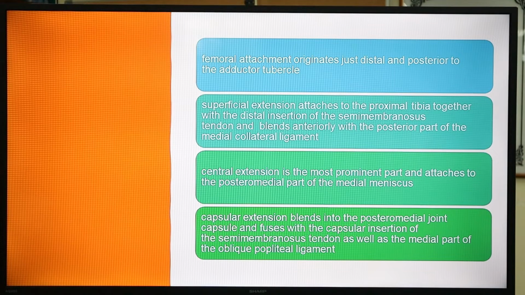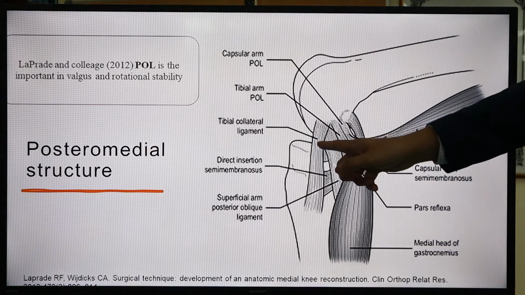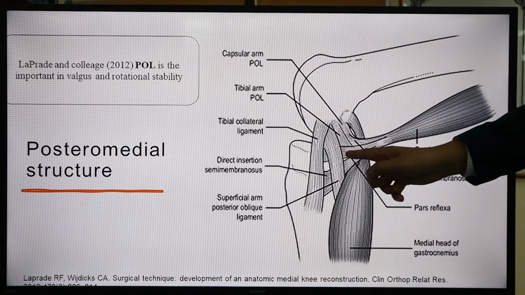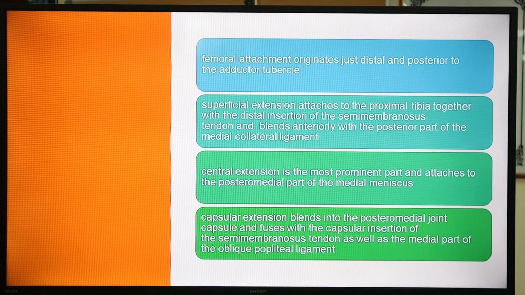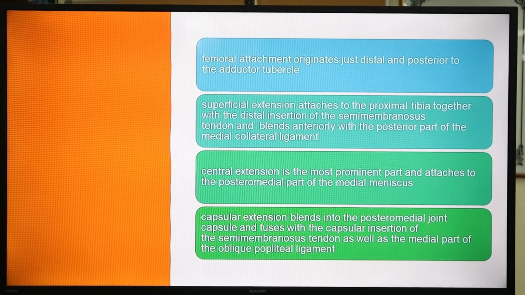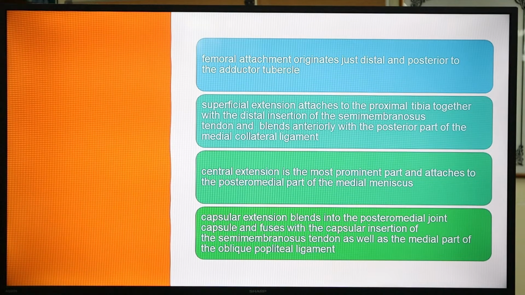It attaches from the medial femoral condyle, but at the posterior. So this is your MCL, and it is at the posterior here. It runs oblique, and it has 3 attachments. Number 1 is the superficial extension that attaches with the semimembranosus tendon. The central extension attaches into your posteromedial meniscus, and the most important attachment is your capsular extension, where it blends in with the capsule of the knee as well as your oblique popliteal ligament. This is very important because we need to see this in your MRI after this.